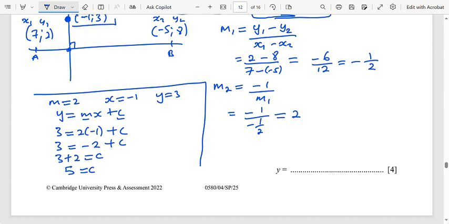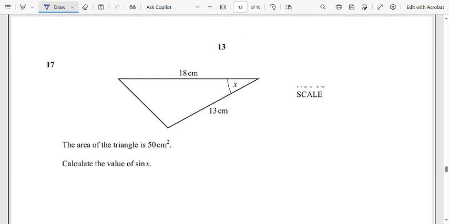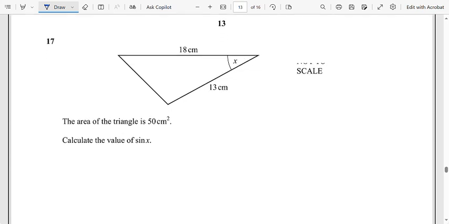Therefore, y is equal to mx plus c. M is 2, x plus c, which is plus 5. So y is equal to 2x plus 5 is the equation of the line which is perpendicular to the line AB. Question number 7. The area of the triangle is 50 square centimeters. Calculate the value of sine x.